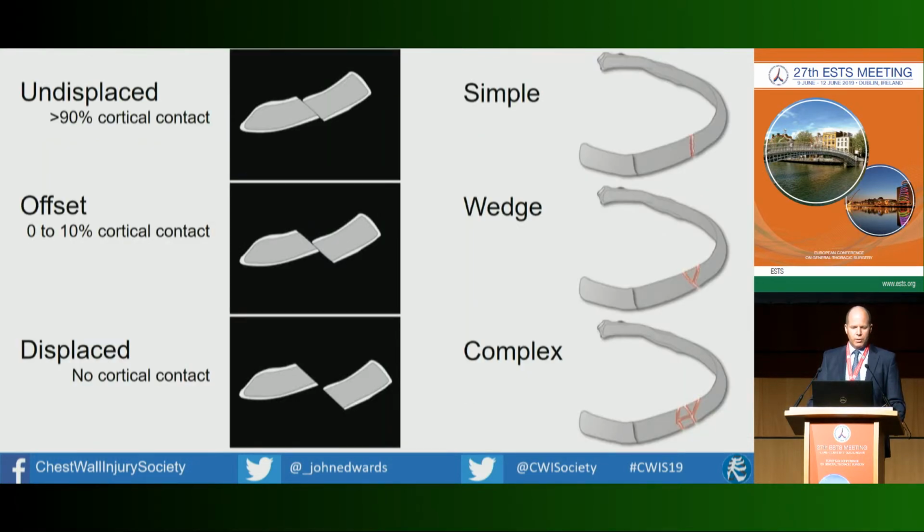So here are examples of undisplaced, offset, and displaced fractures, and we felt that the cut point, and this is to be proven, and I'll come back to this later, is where an undisplaced fracture is where you have 90% of cortical contact, and offset is where you have between 0 and 10%, and displaced is where you have no contact between the cortices at all. And you can see here again examples of simple, wedge, and complex fractures.